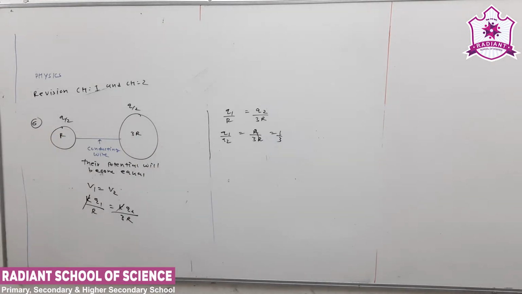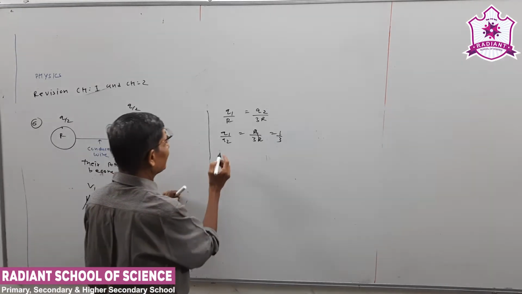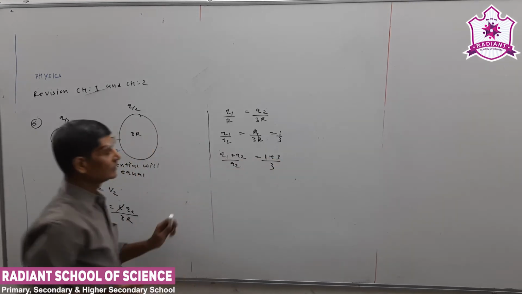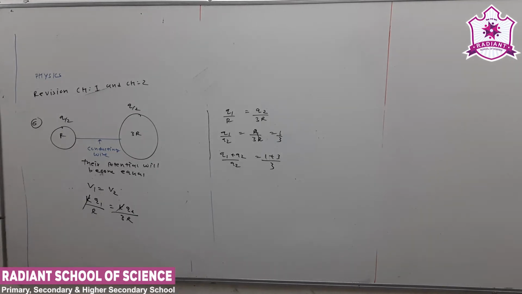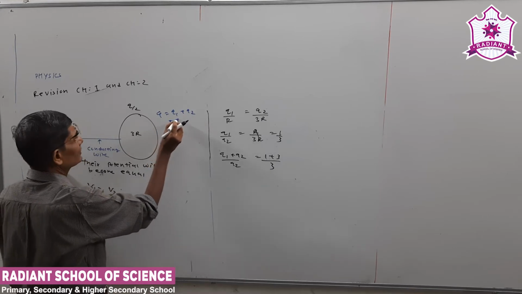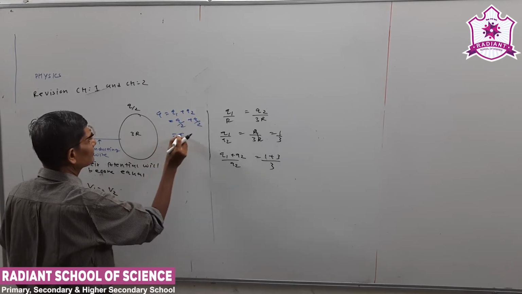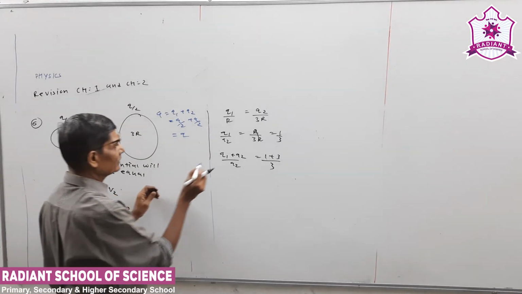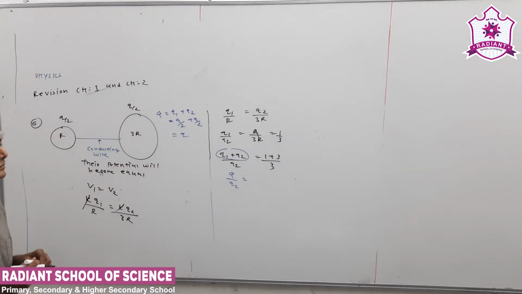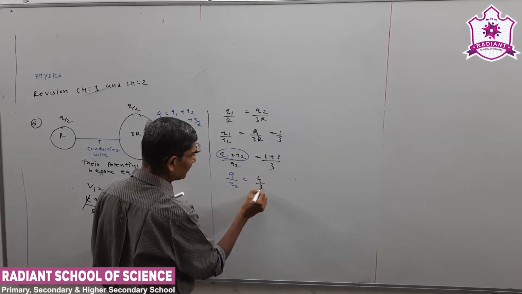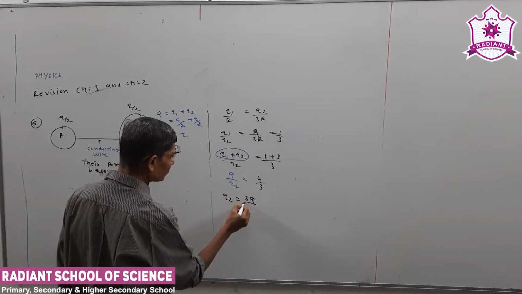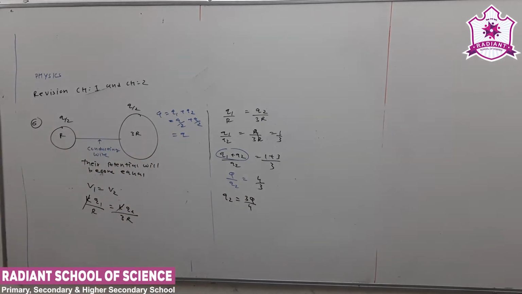Now this is the ratio of the charge. When they are connected by a conducting wire, the total charge Q will be equal to Q1 plus Q2. What is the initial charge here? Q by 2 plus Q by 2, that is Q. So that will be Q here. Now this will be 4 by 3, so this Q2 will come out to be 3Q by 4.